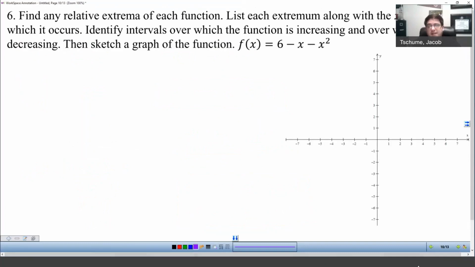Now that we've practiced that, let's move into a problem where you're actually going to do the graphing part of it as well. So we've got two of these, what I'm going to call longer problems, that we have to do. So be ready for the next two.